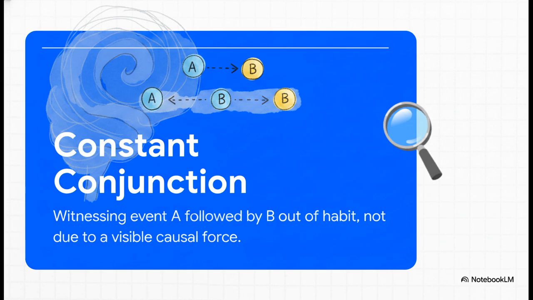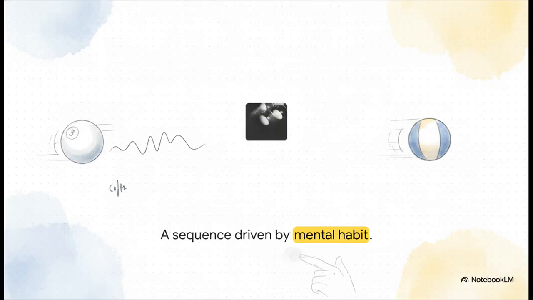He introduced a concept called constant conjunction. It's basically the idea that we only ever witness event A followed by event B. We see a sequence, but we do not see a visible causal force. Because event B always follows event A, our brains develop a mental habit of expecting it. But here's the kicker. A habit in your mind is not definitive proof of a driving physical force out there in the real world. Let's apply Hume's logic right back to those billiard balls.